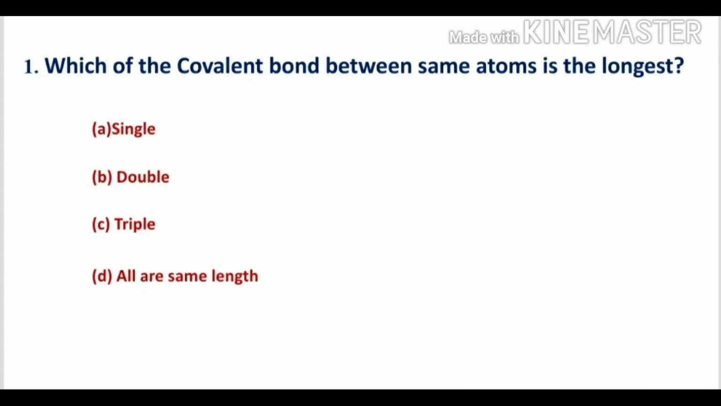The first question is, which covalent bond between the same atoms is the longest? The four options are option A single bond, option B double bond, option C triple bond, option D all are the same length. For example, take a carbon-carbon single bond, carbon-carbon double bond, and carbon-carbon triple bond. The longest bond is the weakest bond. Among the triple, double and single bonds, the single bond is the weakest. That's why the single bond will be the longest bond. So option A is correct.